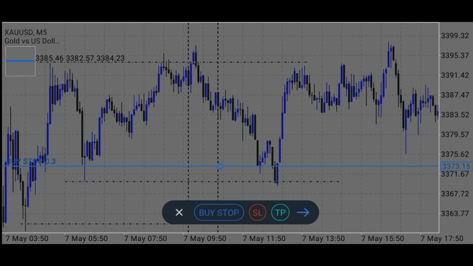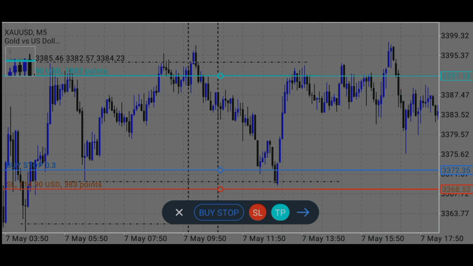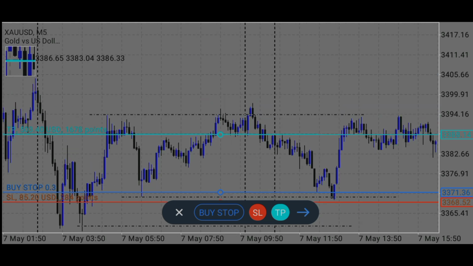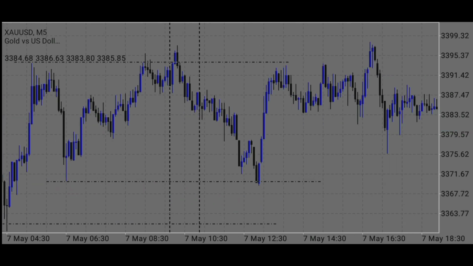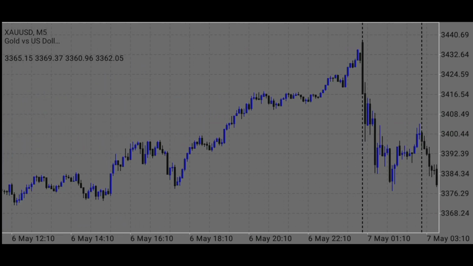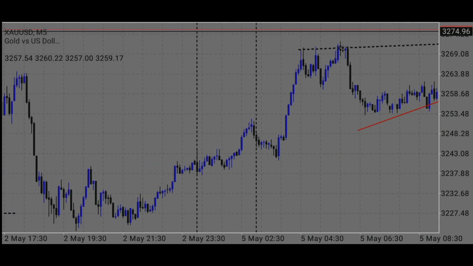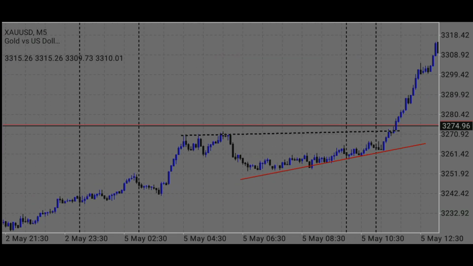Let me show you. If we bought from here, SL should be here. You can take more risk if you want, and the TP should be high. We are making around $600, and if we take less risk, we will make less. And again, we back tested the same strategy here.